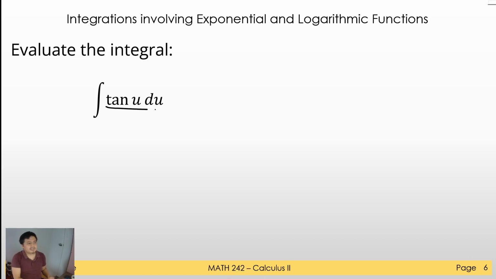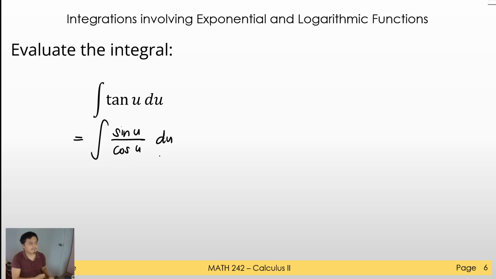We know the integral of tangent u du cannot be integrated directly. We can try manipulating this. We can try rewriting tangent u so that it will be integrable. We know that tangent u is equal to sine u over cosine u.